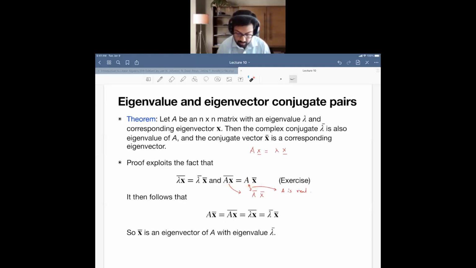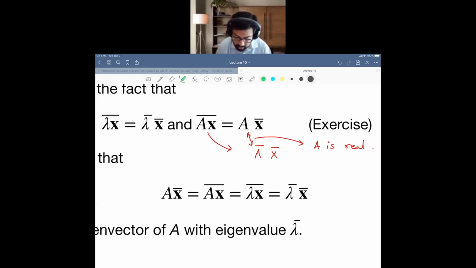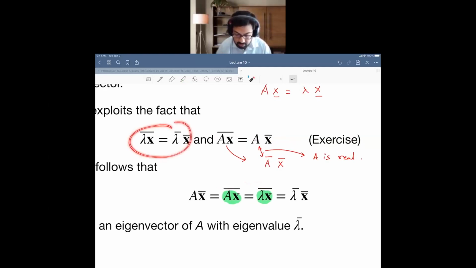Earlier we said lambda and x are the complex eigenvalue and eigenvector for A. So for A x, I can substitute lambda x. I'm doing that right here. For A x, I'm substituting lambda x. The conjugate operator remains as is. Next, use this property here.